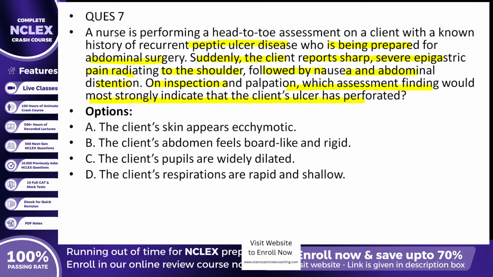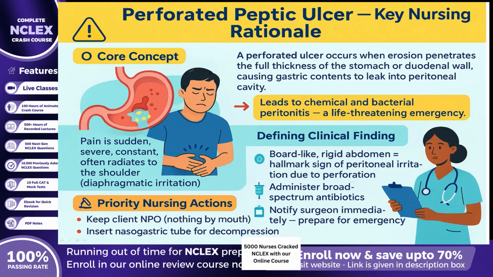The correct answer is Option B. The client's abdomen feels board-like and rigid. Now, let us dive into the detailed rationale behind this critical observation. Perforation of a peptic ulcer represents a life-threatening surgical emergency caused by erosion through the full thickness of the gastric or duodenal wall, allowing gastric or intestinal contents to leak into the sterile peritoneal cavity.